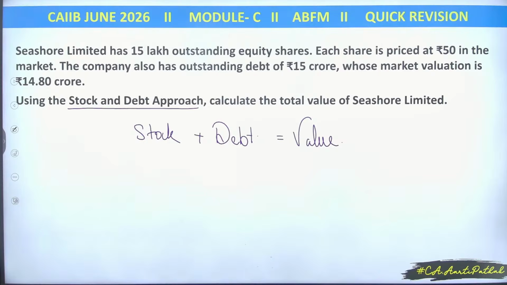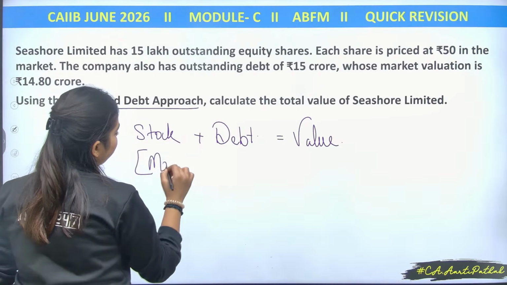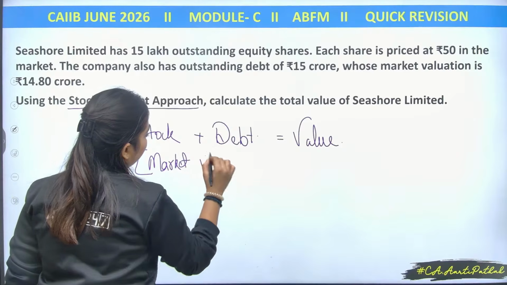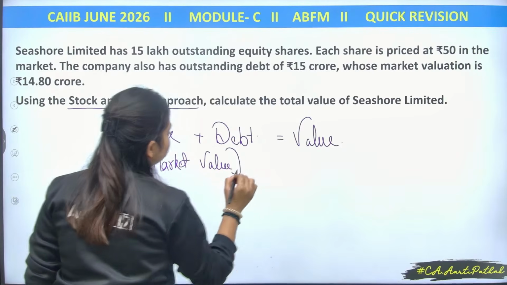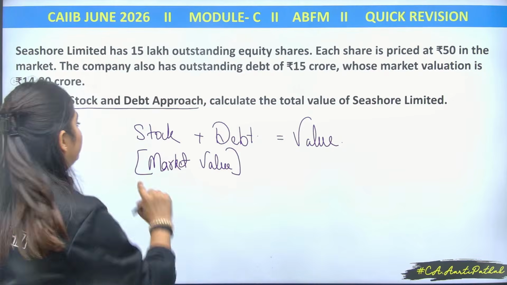Remember, in both the cases, you need to calculate their market value. If any book values are given, then you need to ignore them. Now, how to calculate market value? Market capitalization value is what we need to take here.